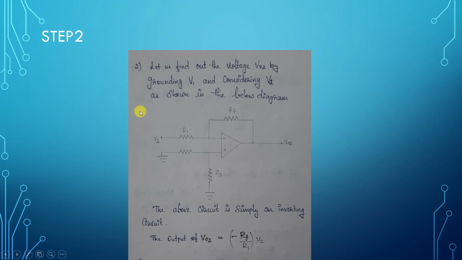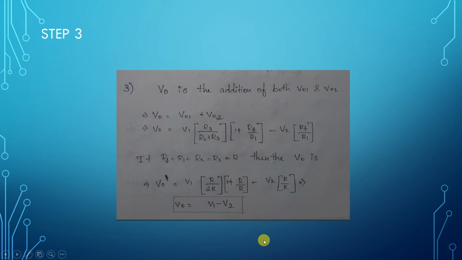In the same manner, we get the output V02 equal to minus Rf by R1 into V2. So at the third step, we need to add both V01 and V02 to get V0. So V0 equals V1 R3 by R2 plus R3, times 1 plus Rf by R1, minus V2 times Rf by R1. So when all the resistances have the same value R, the output is V1 minus V2, that is, the difference between the two applied input voltages.